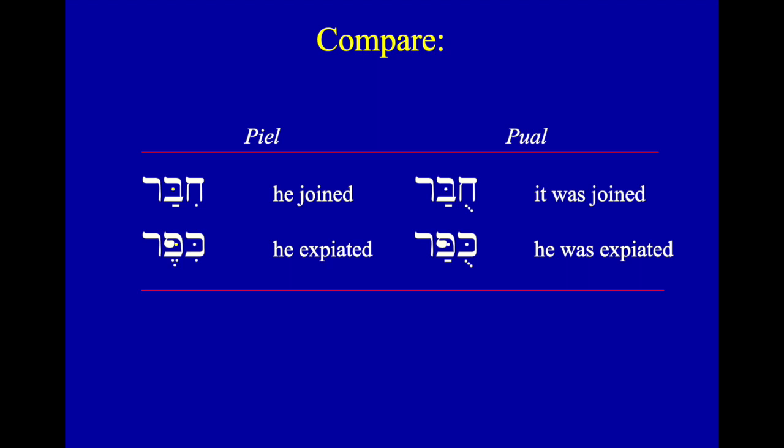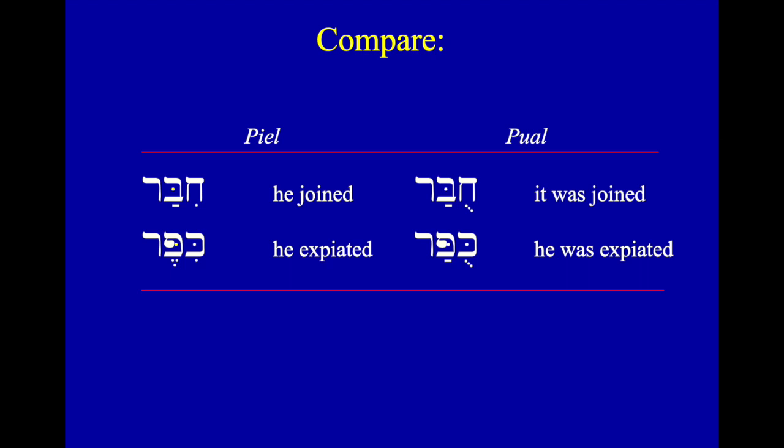If I just want to say it was joined, like hey, this plank was joined to this other plank when I showed up. I didn't nail those things together. They were already joined, right? So chubar, it was all joined together. Chubar is the Pual because it's got that doubled middle radical, just like you expect with the Piel, but it also has this U vowel in there.